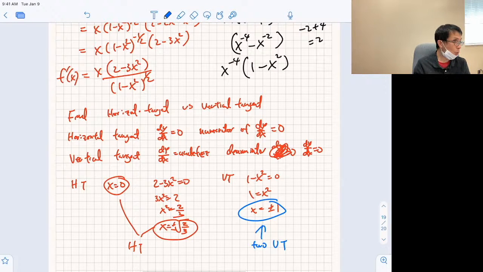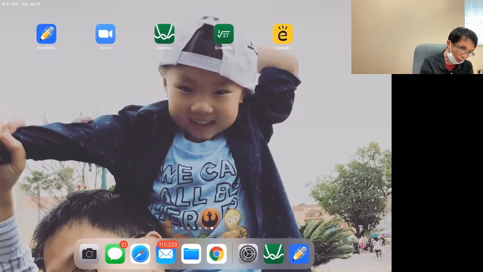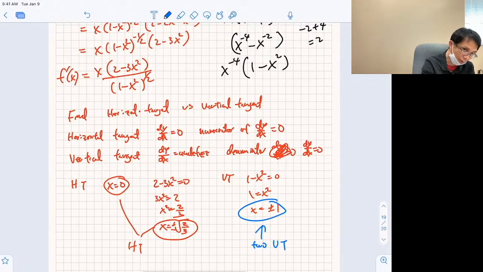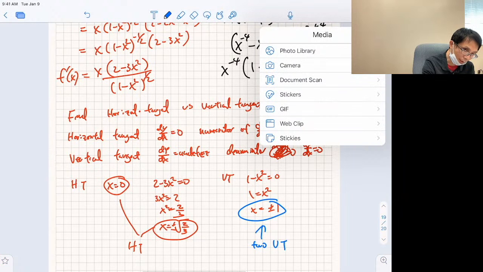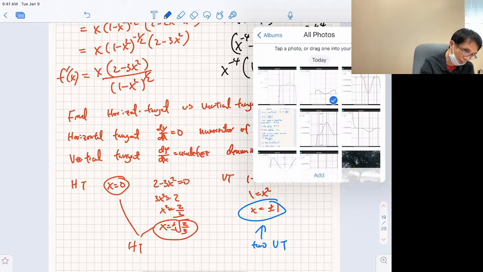But that's what can happen. Now let's check out the graph though. I'm gonna go to the photo library and pull out this graph. I just did it last period.